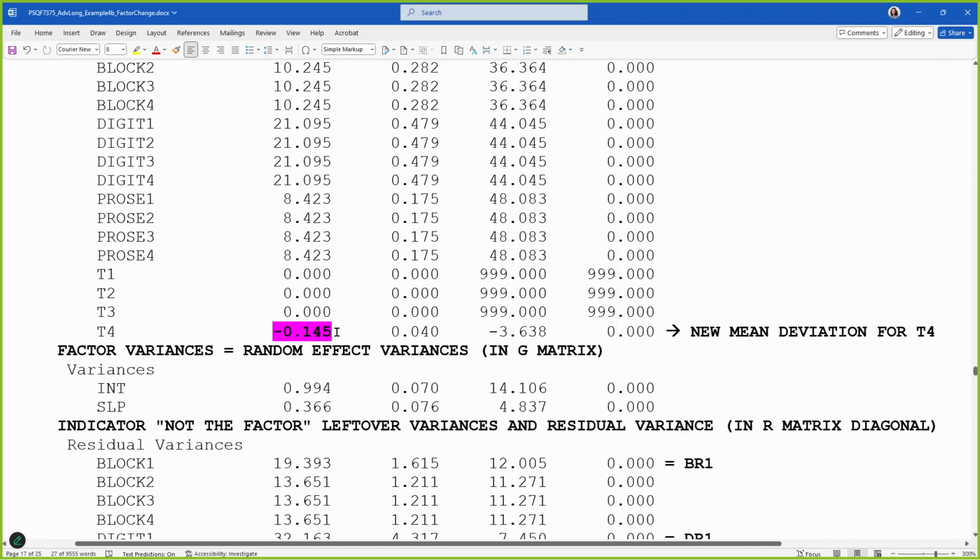So you can think of this as like a trajectory deviation. How far off time 4 wants to be from what the intercept and slope means and variances would have predicted for it. It's an offset or a gap.